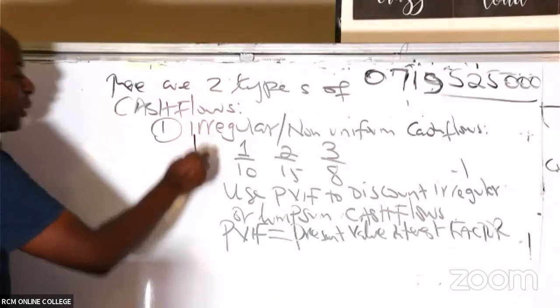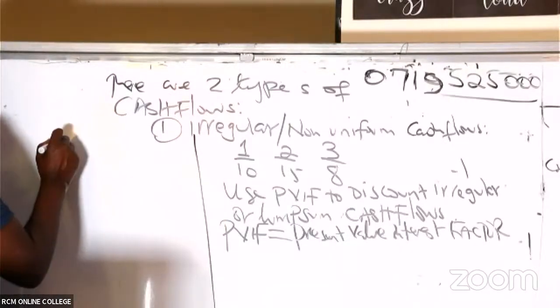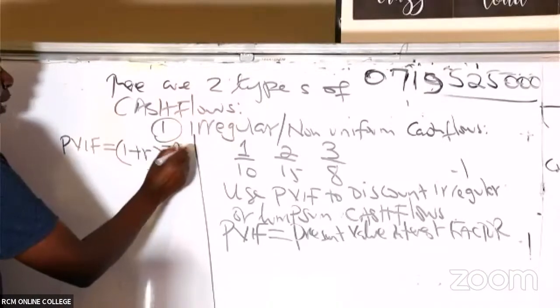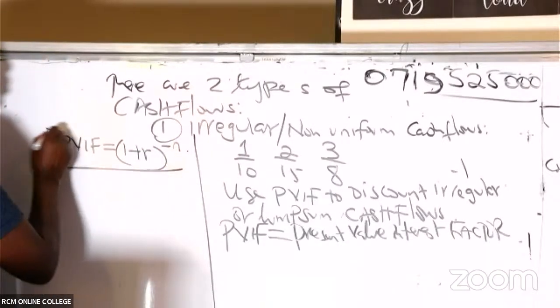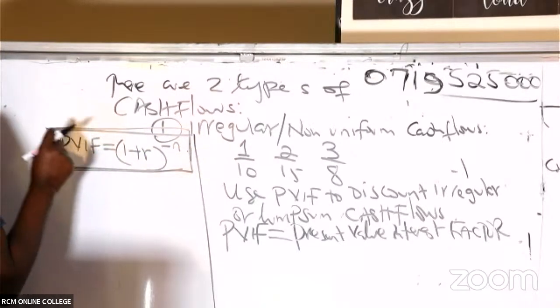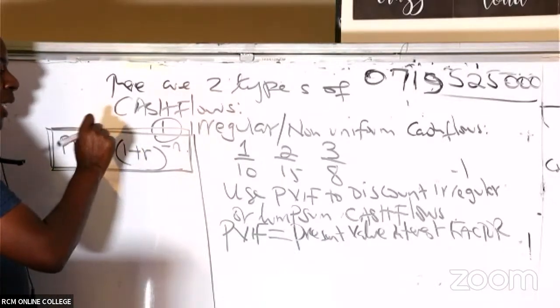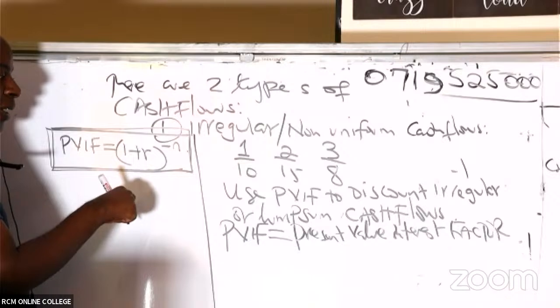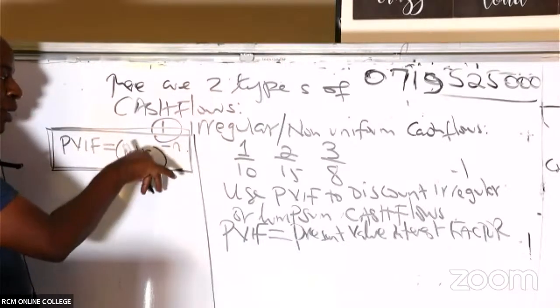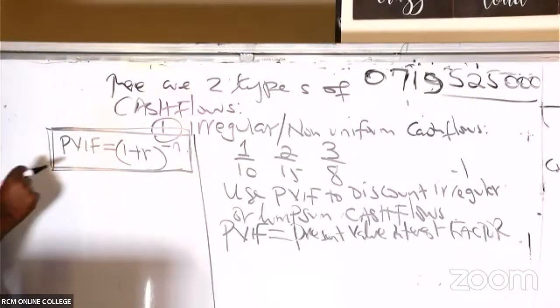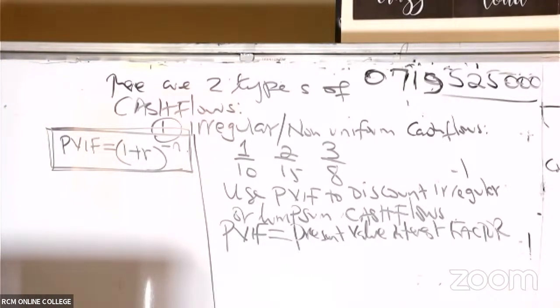For us to be able to get this PVIF, I would want you to write down another formula: PVIF is (1 plus r) raised to negative n. This is the formula of PVIF. I know those of you who are quite bright, who were there from the very beginning, will remember that the negative means that you're discounting, when it's supposed to be compounding. So anytime they want me to give them PVIF, PVIF will be equal to (1 plus r) raised to negative n.